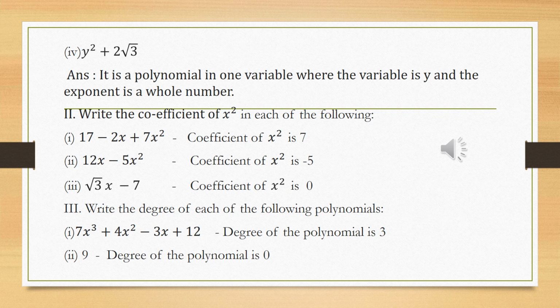Question set 3. Write the degree of each of the following polynomials. We learned that the highest power of the variable is called the degree. So, in question number 1, 7x cube plus 4x square minus 3x plus 12, the degree of the polynomial, with the highest power, is 3. 9. 9 is a constant polynomial. Therefore, we have to say the degree of a constant polynomial is always 0.